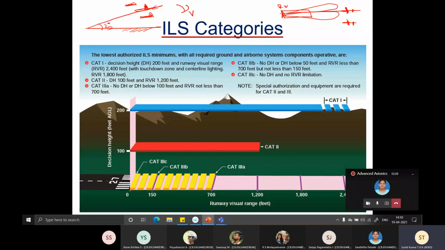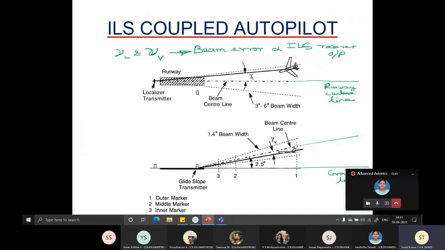Similarly, the error between the center line and the aircraft position in the azimuth, that beam error, we'll call it gamma L. Okay. We'll have to understand the geometry of it a little bit. So again, just a repetition, gamma L and gamma V. The problem in the book is they use too many abbreviations, so you might find it slightly difficult to understand this concept. So these are all beam errors.